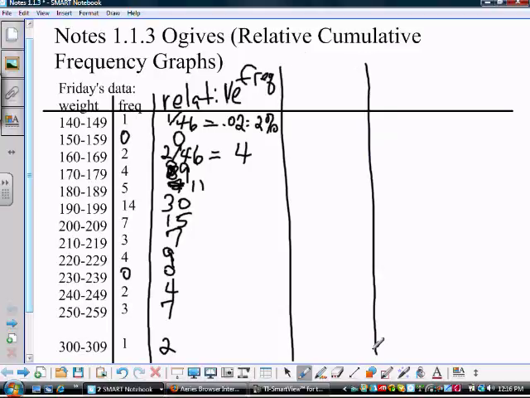Next thing I'm going to get is cumulative frequency. I'm not going to spell that out. It's spelled out right there. So the cumulative frequency, and I'm not going to do relative yet, which would be cumulative means from 140 to 149 I've got one player. From 140 to 159 I've got one player in that weight class. From 140 all the way up to 169 I have 1, 2, 3.